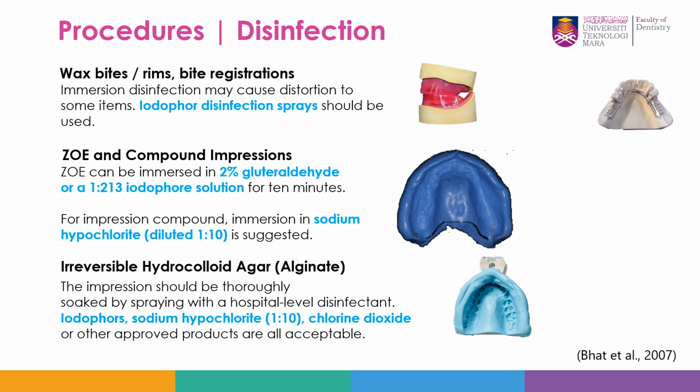Okay. And the next one is irreversible hydrocolloid agar, or the most popular one is called alginate. It should be rinsed actually after the impression is taken out from the mouth. It should be rinsed quite thoroughly to remove any debris or blood from the impressions, and then soaked or sprayed with a hospital level disinfectant, preferably iodophors, sodium hypochlorite 1 to 10, chlorine dioxide or other approved products are acceptable. So you could see in the market what the available products are and look at the active ingredient. The active ingredient must have one of these agents so that it can be more effective.